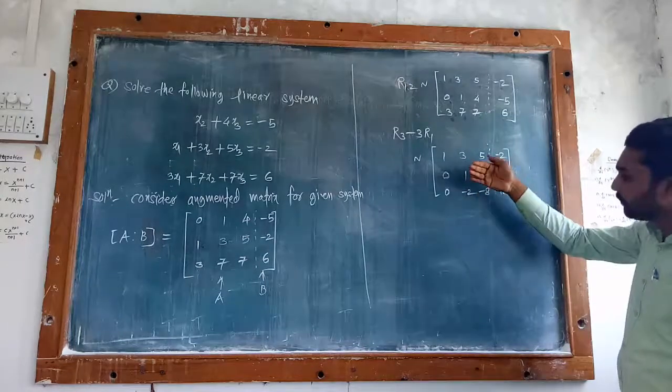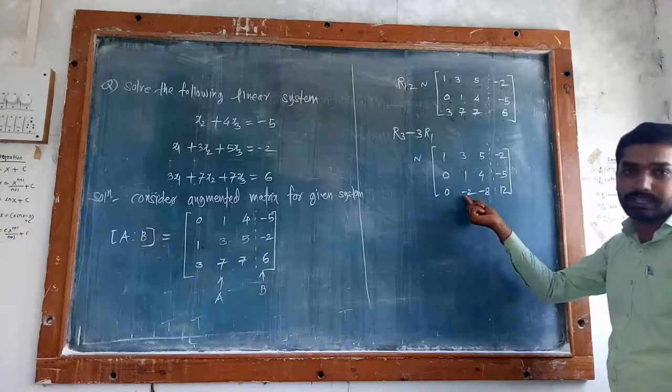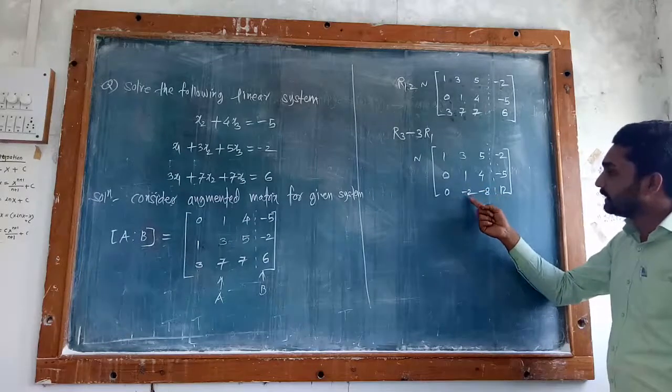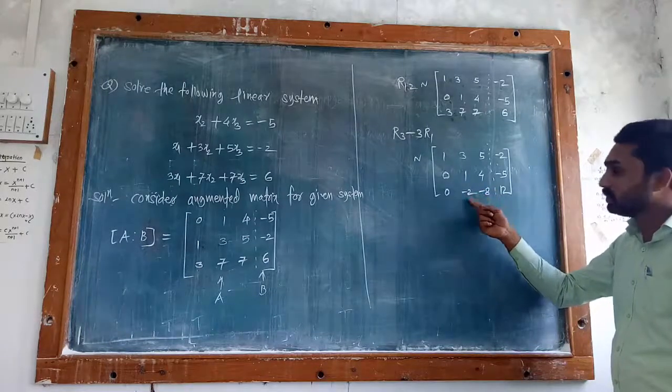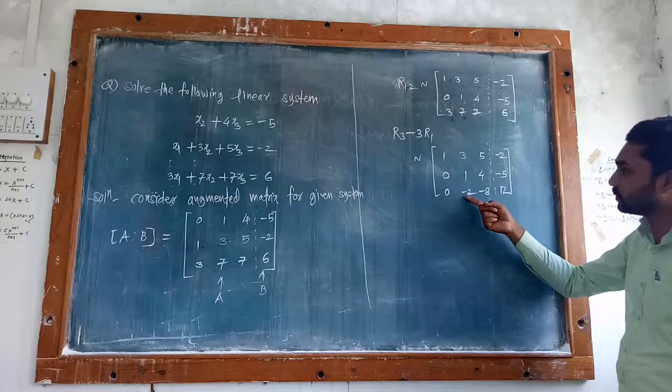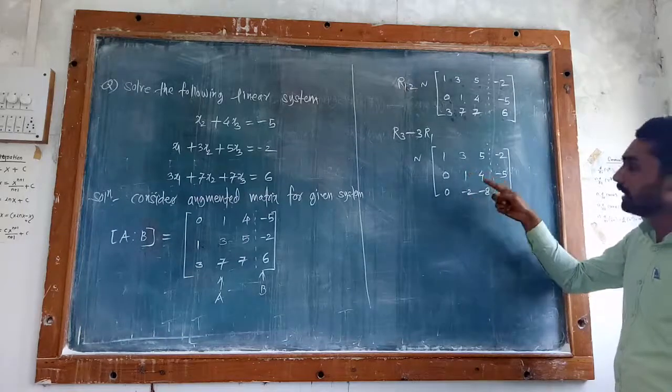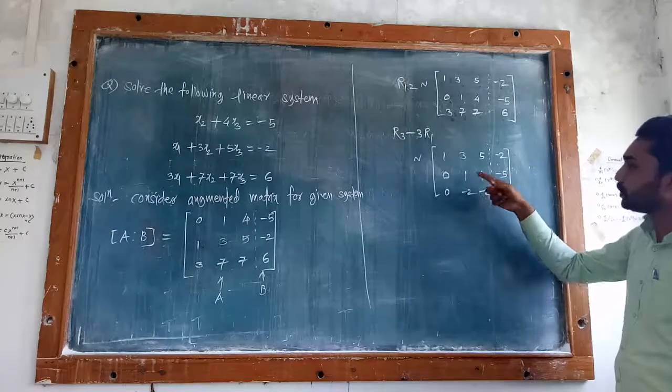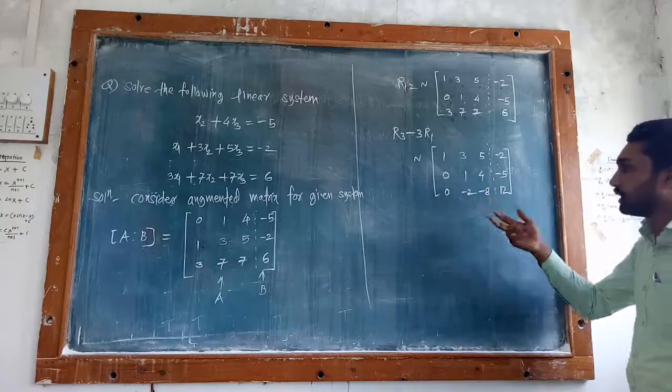We have to make the entry below that, that is the A3 entry, become 0. So how to make this 0? This is minus 2, and when it is plus 2, after taking the addition, minus 2 plus 2 is 0. So what is the process?